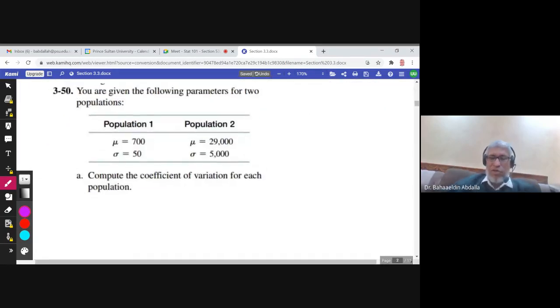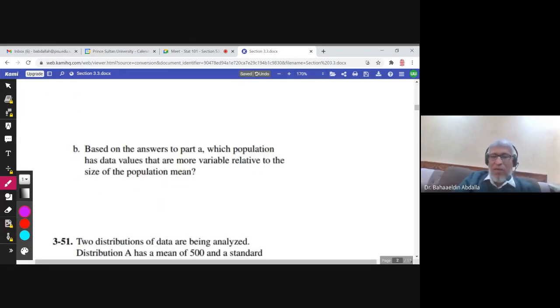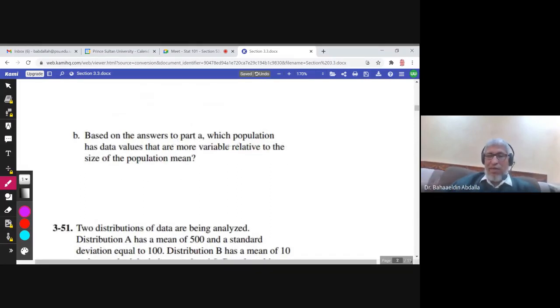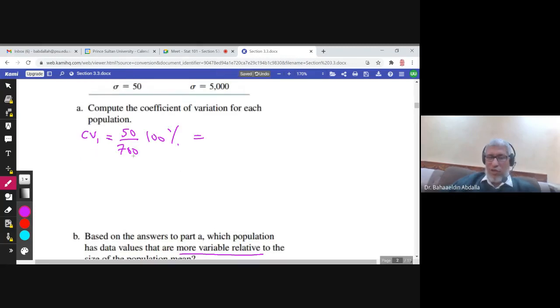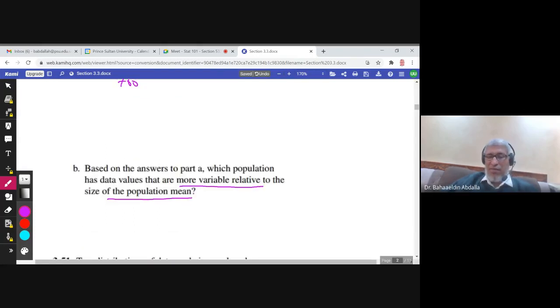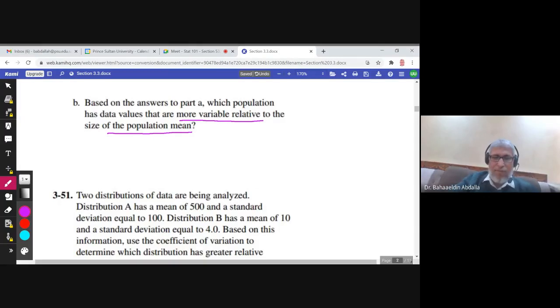I mentioned here 3 questions about the coefficient of variation. This is an easy one, straightforward. You just compute the coefficient of variation for population 1 and population 2. So the coefficient of variation of population 1, for example, would be sigma over mu times 100%. You find the answer, and you find also the coefficient of variation of population 2. And based on your answers in part A, which population has data values that are more variable relative to the size of the population mean? The one with the larger coefficient of variation would have more variable data values.